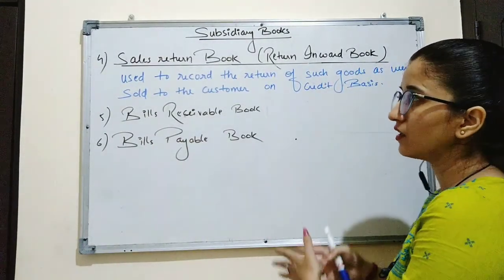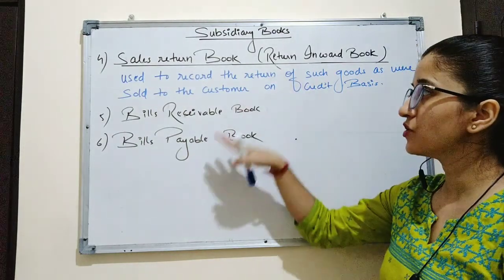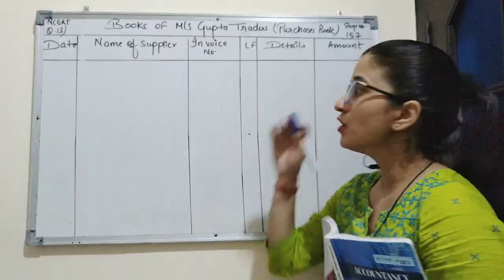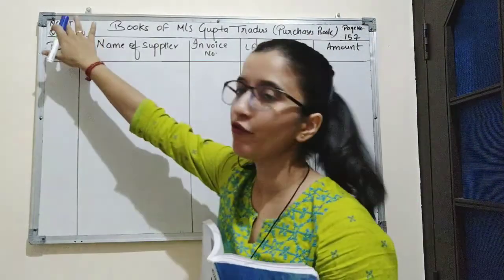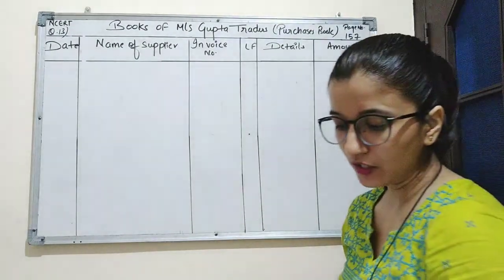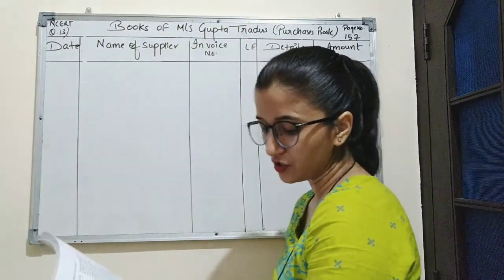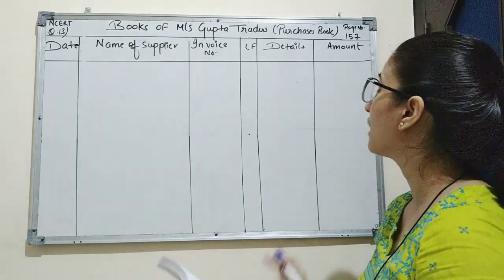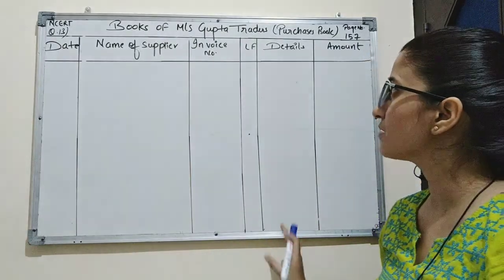So in this video, we will just learn how to solve the questions based on purchases book, sales book, purchases return book and sales return book. Here is the format of purchases book. This is question number 13 of NCERT, page number 157. The question says, enter the following transactions in the purchases journal book of Gupta Traders of July 2017. So here we have to maintain the purchases book of Gupta Traders.